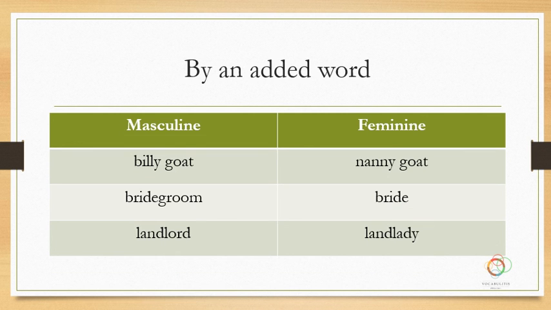And by an added word. Billy goat versus a nanny goat. It uses that additional word to show the gender. Bridegroom versus the bride, adding a word. Landlord, landlady, so on. Very simple rules, nothing big there, just the gender forms.